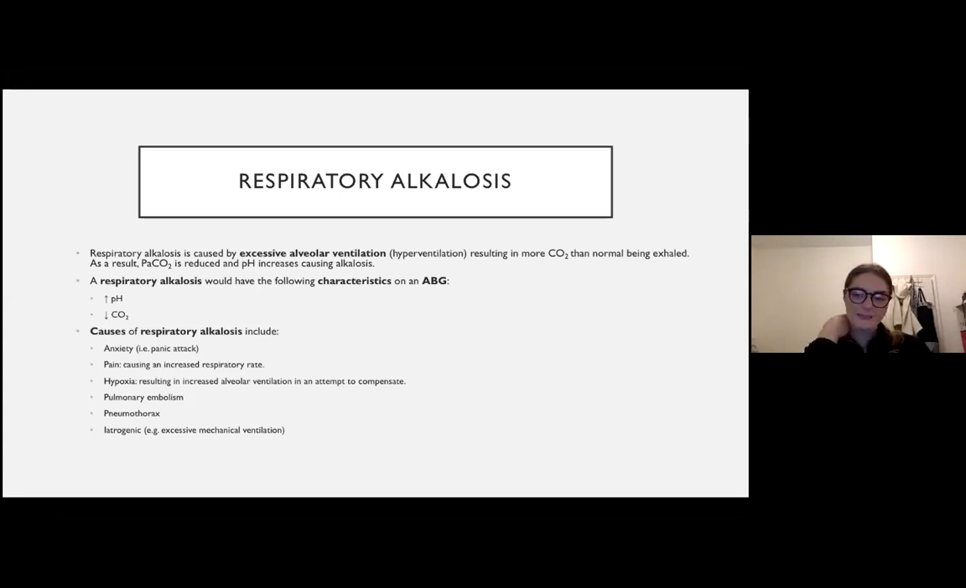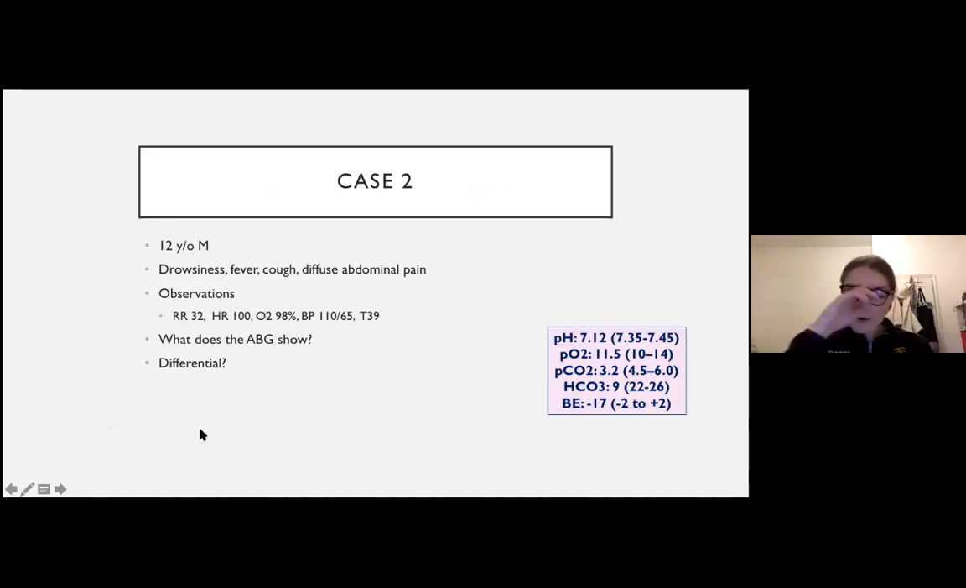They can have a panic attack, as I was saying earlier. That's the typical medical student case, they really like that one for exams. Pain can cause respiratory alkalosis. Hypoxia, to attempt to compensate, can sometimes happen. A PE, pneumothorax, or you can cause it with excessive mechanical ventilation because you're removing too much CO2. So that's case one. Second one, would anyone like to speak me through this one?